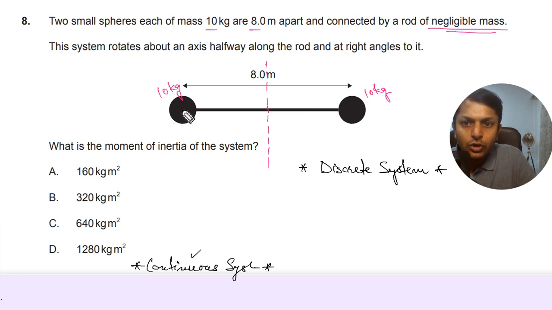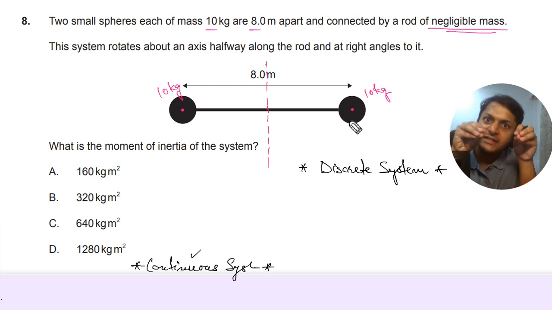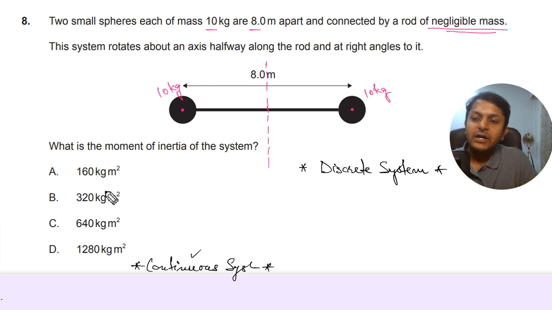Discrete system is when you are having this kind of a problem here, and the mass is supposed to be concentrated at the center, like this here. You can just assume that the mass 10 kg is concentrated at the center of mass. Such a kind of system is called a discrete system, and you do not usually use calculus for this. You can use simple algebra here.